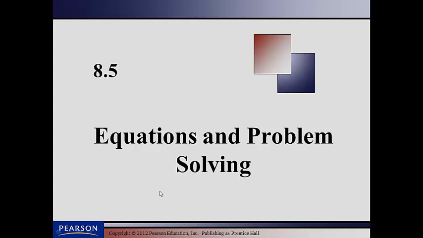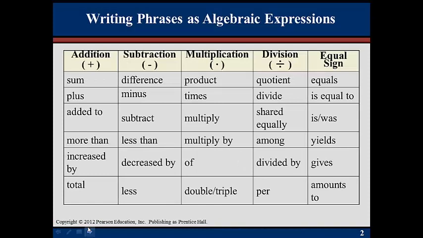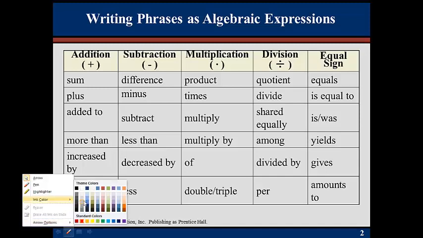Okay, so now we're in chapter 8.5 and we're going to be looking at equations and problem solving. Our first objective is writing phrases as algebraic expressions. The following table lists English words that can be written as algebraic expressions or symbols. So for addition, we have sum, plus, added to, more than, increased by, and total. These all mean add, and you would use the plus sign.